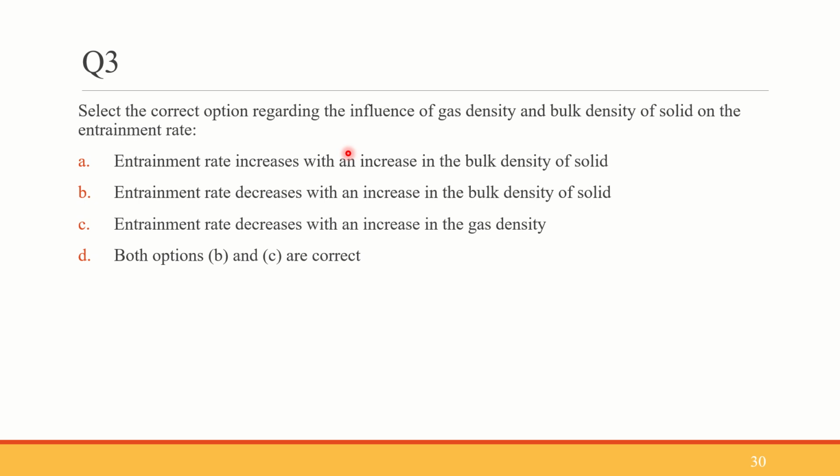Option C, if we look at it, entrainment rate decreases with increase in gas density. Again, with increase in the gas density. Note the point clearly, it is gas density. So with increase in gas density, again we are able to observe the decrease in the entrainment rate. So the answer to this is both options B and C are correct.